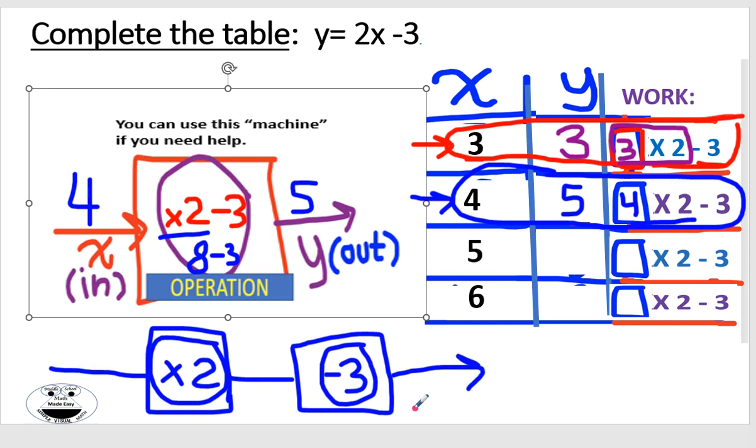Actually, I'm going to use that because I think that's less confusing for students. This is my Y, this is my X. So here I have 4 times 2 is 8. And then we put it in this machine. 8 minus 3 is 5. You can use whichever method is easier. If you want to break it up into 2 machines like I did here, we can do that as well. Okay, now we did the first 2 rows, so we're going to do the next row.